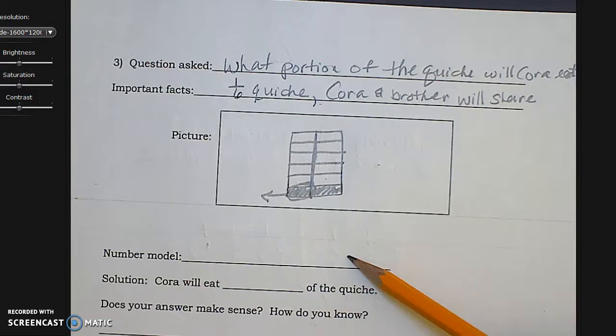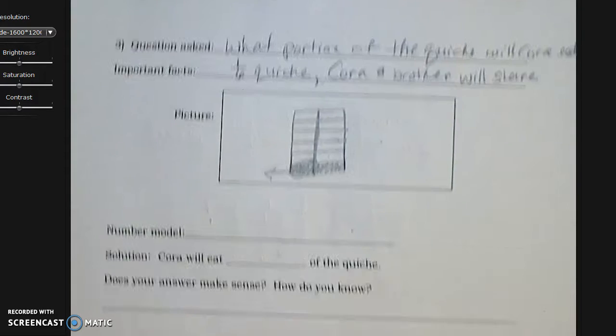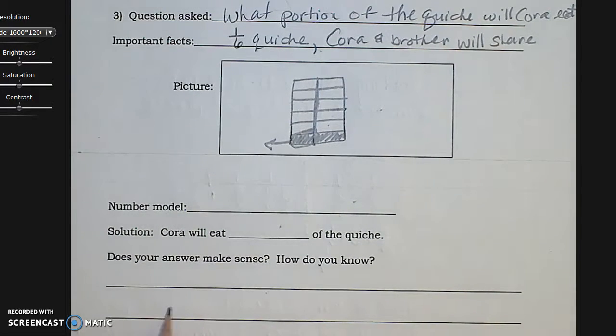So I want you to write a number model. I want you to write down the final solution. And then after you've done that, I want you to answer this question. How do you know that your answer makes sense? Prove it. Explain what you did here to prove your answer.